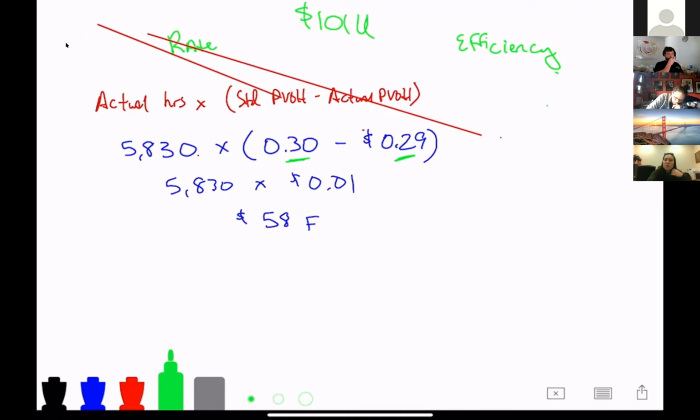Does it matter? Round. I got 58. Round what? 5,830 times one penny. $58. Oh, you got $58.30. Yeah. Does it matter? Well, Jenny, it may matter on my accounting lab. So if they tell you to round to two decimal places, round to two decimal places.